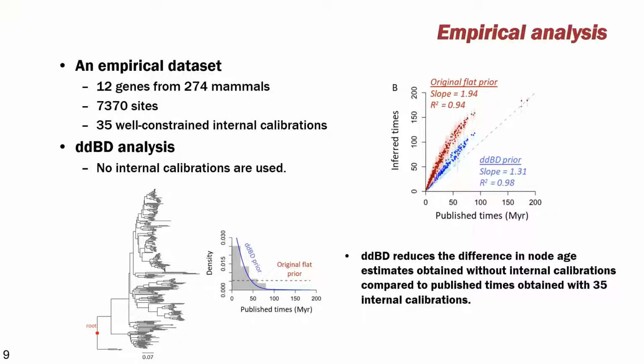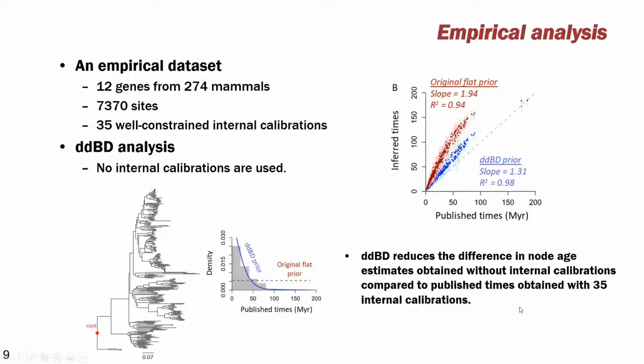We found that the use of the data-driven tree prior significantly reduced the differences between the inferred times and the published times. This is because the data-driven tree prior fits the distribution of node ages, which is the gray bar here, much better than the original flat tree prior.